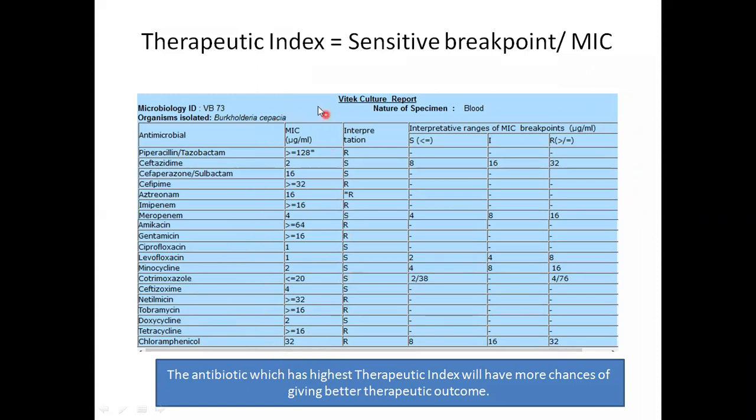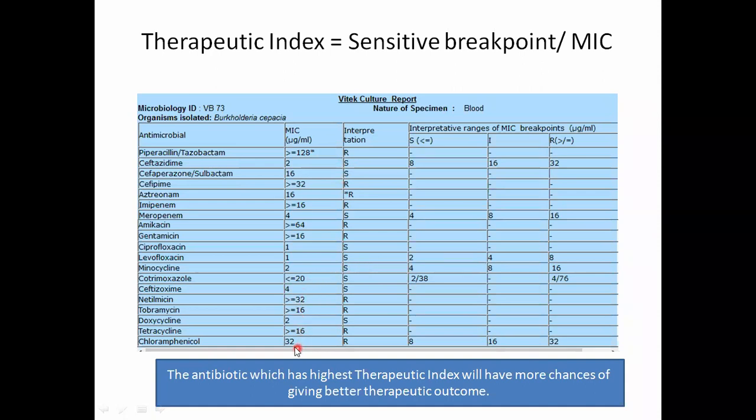See here, this is the MIC. So you have different MIC values, and these are the breakpoints. This is the sensitive breakpoint, this is the intermediate breakpoint, and this is the resistance breakpoint. In the sensitive breakpoint, if the MIC value is less than this, that means it's sensitive. See here, ceftazidime: the MIC is 2, and the breakpoint is 8. So your MIC is less than the breakpoint, so it is sensitive.